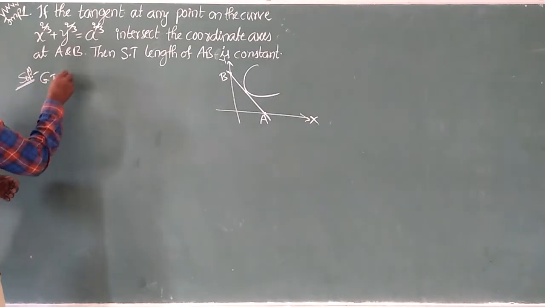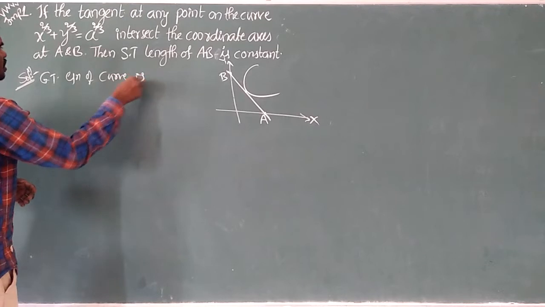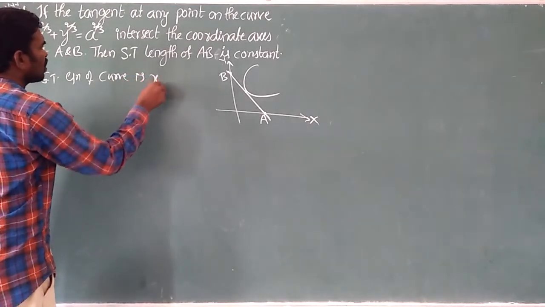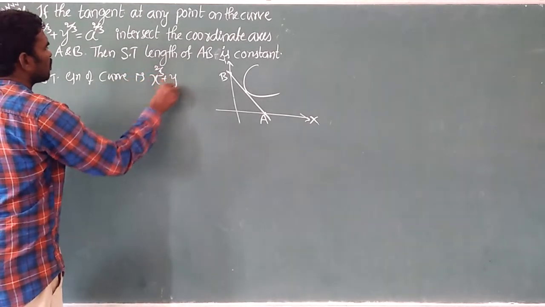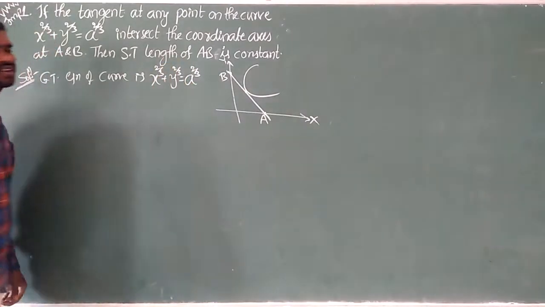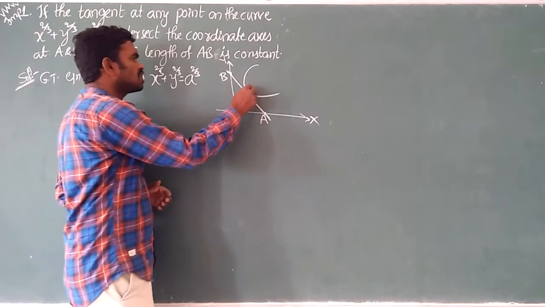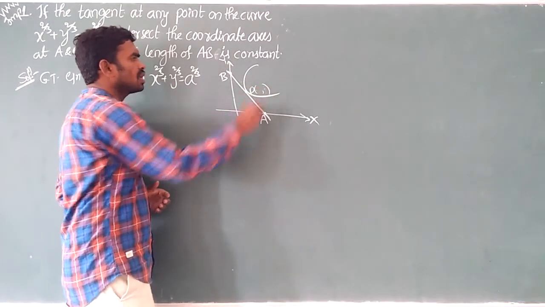So what is the curve equation? Given that the equation of the curve is x power 2/3 plus y power 2/3 is equal to a power 2/3. This is the curve equation. Am I right?